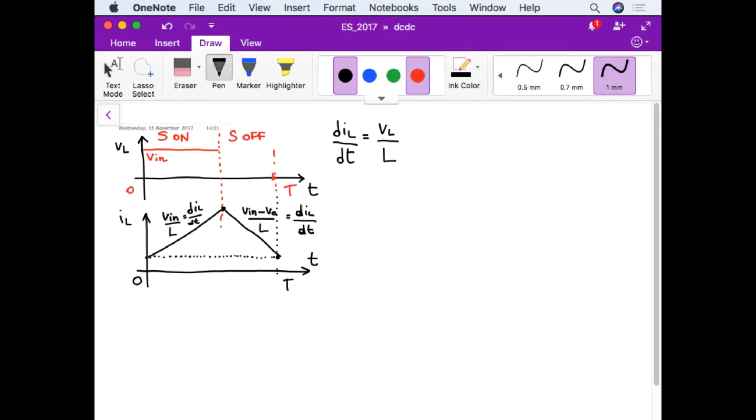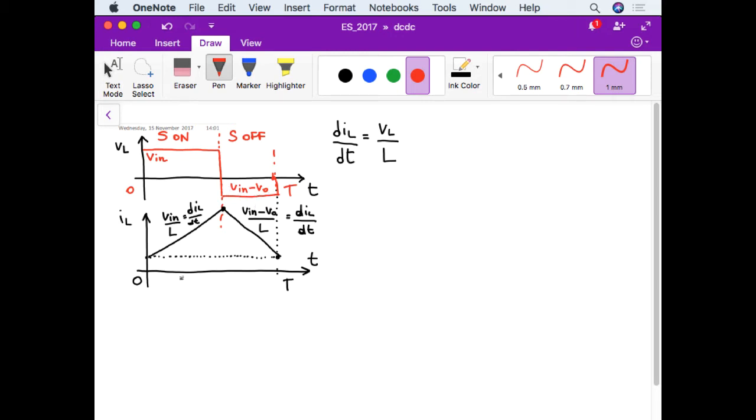Okay? So this is why I did not draw the profile of VL as a function of t, because I wanted to explain this fact before putting here a level V in minus VO smaller than 0. Okay? If I did it before, it would seem arbitrary, but now that I have explained that we need the current to go down, of course, it's clear that this difference must be negative.